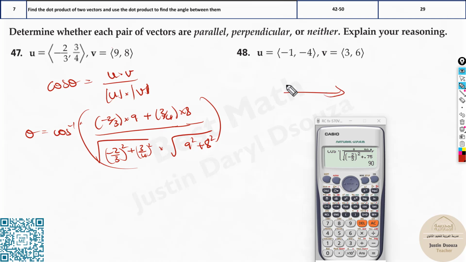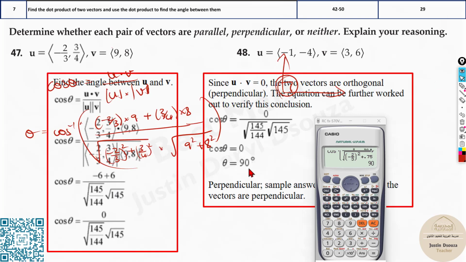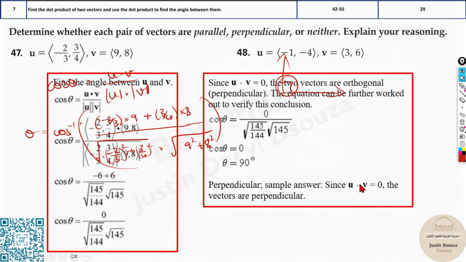So u and v are at 90 degrees, it's perpendicular, right? So the lines are perpendicular, that's it. You can easily solve it. They are perpendicular. This is another thing, but this won't hold good for everything. If the dot product is 0, what is that? They are orthogonal. Orthogonal means they are 90 degrees.